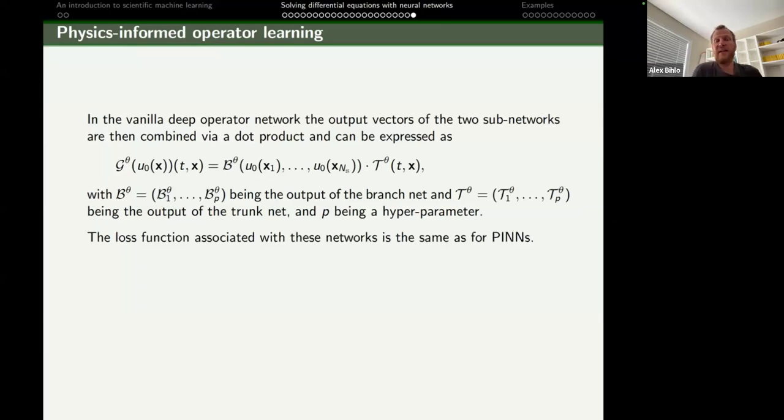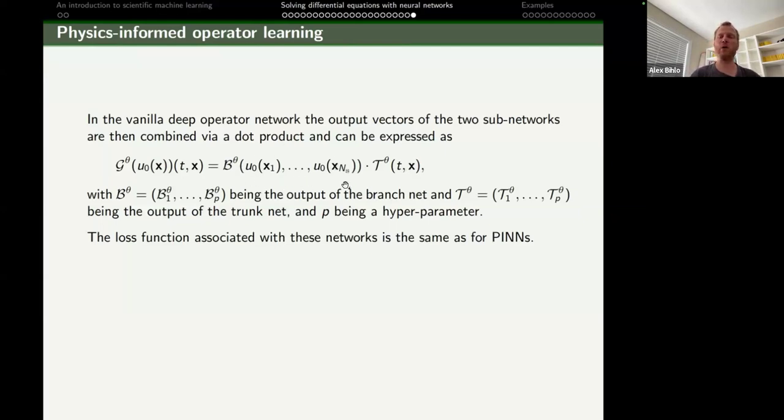And so the nice thing about this is that the loss function is still the same now. Because in a way, it's just generalizing a PINN to learning the solution operator. So all you now have to do is train, in fact, not only on your collocation points, but you have to sample your class of functions that you care about, right?